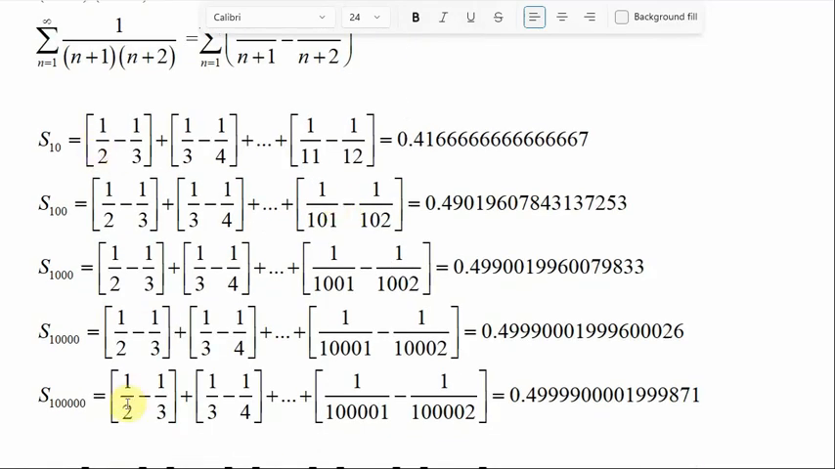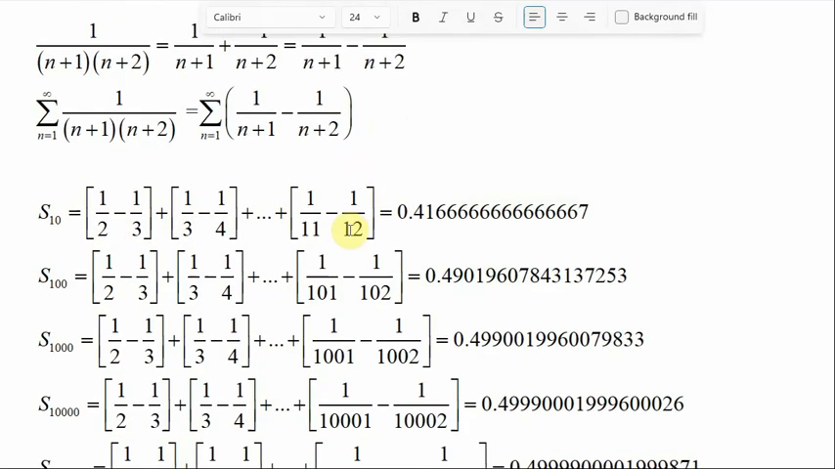And these are called partial sums. This is the sum of the first 10 terms. So this is term number 1, number 2, and number 10. And we add all these together, we get 0.41666666. And then this is the sum of the first 100 terms. It is about 0.49.